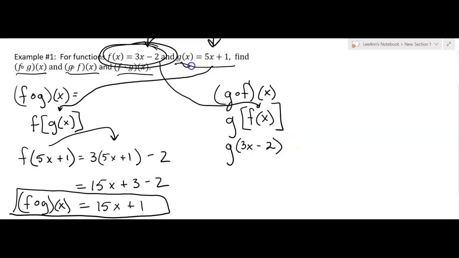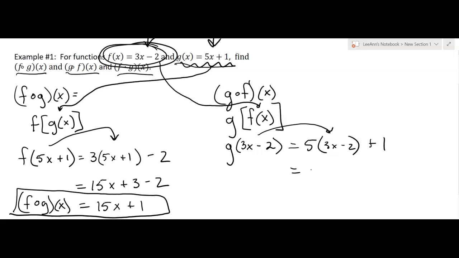Okay, now I have to find g of 3x minus 2. Well, what does the g function say to do? It says to take 5 times something, whatever you're putting in for x, plus 1. Now what are we putting in for x? We're putting in 3x minus 2. Okay, so that's kind of the tricky part. You've got two things going on.